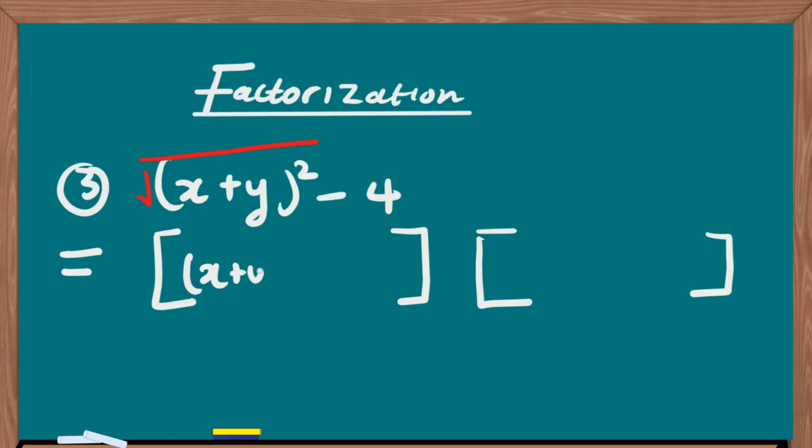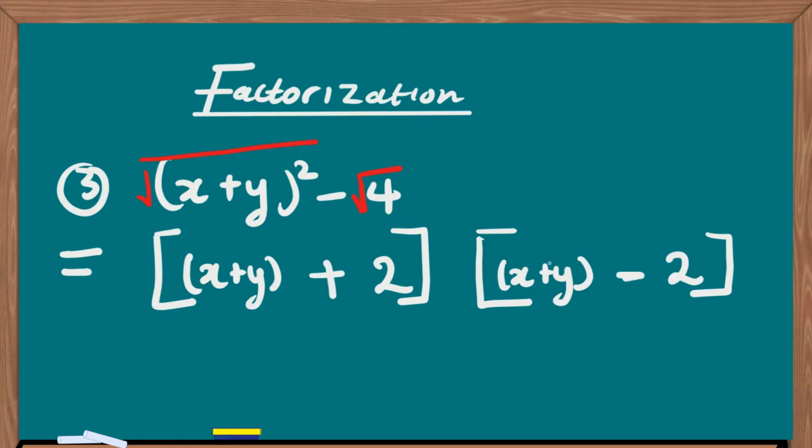So it's x plus y on the other side too. Moving on to the other side, what is the square root of 4? It's 2, so 2 here and 2 there. Now the signs, plus and minus. This is our final answer. There's nothing more to be done here.